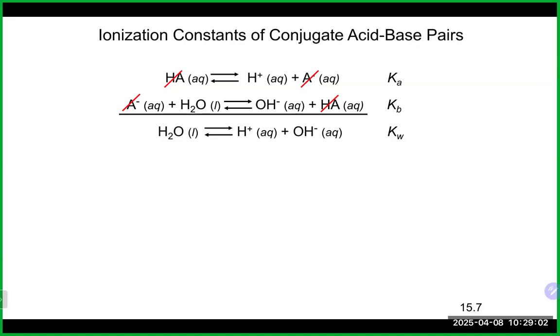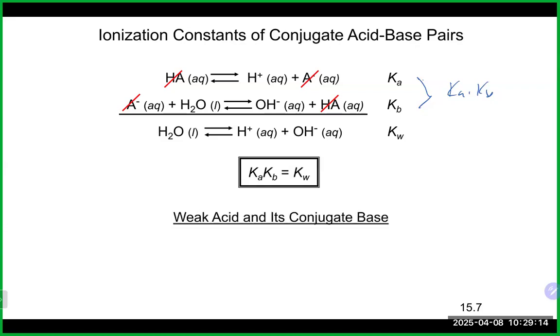And remember that when we add equations together in terms of the K values, we multiply them. And that gives us a really important relationship that the Ka times the Kb value will actually equal our Kw. That Kw is the same Kw we use in the calculations. 1 times 10 to the minus 14 is Kw, right?